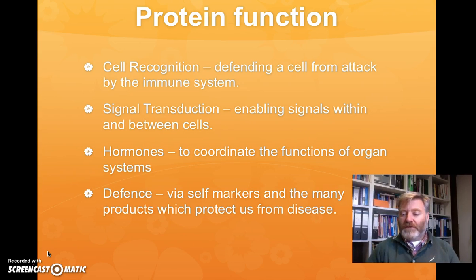So our immune system recognizes the self-markers that a cell puts out, and they're proteins. And those proteins are coded for by your DNA. So your DNA marks your cells as yours, and your immune system therefore doesn't attack them. Cells also talk to each other in other ways. So this signal transduction is when cells signal between each other and coordinate their functions. Hormones are used to coordinate functions of whole organ systems.